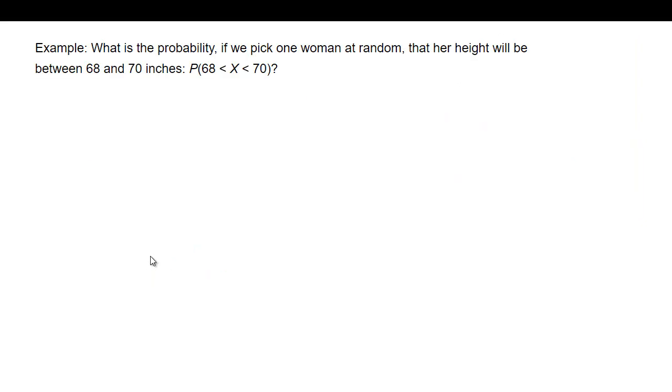All right, so let's do an example now. Let's say we want to find the probability, if we pick one woman at random, that her height will be between 68 and 70 inches. So let's say the population we are looking at is the population of women in the United States, and let's say the height is normally distributed.